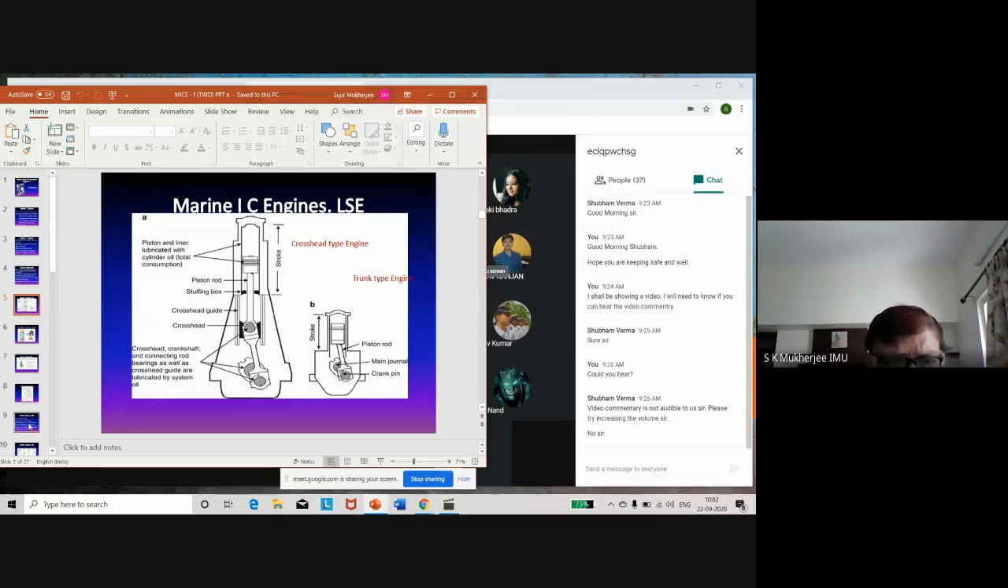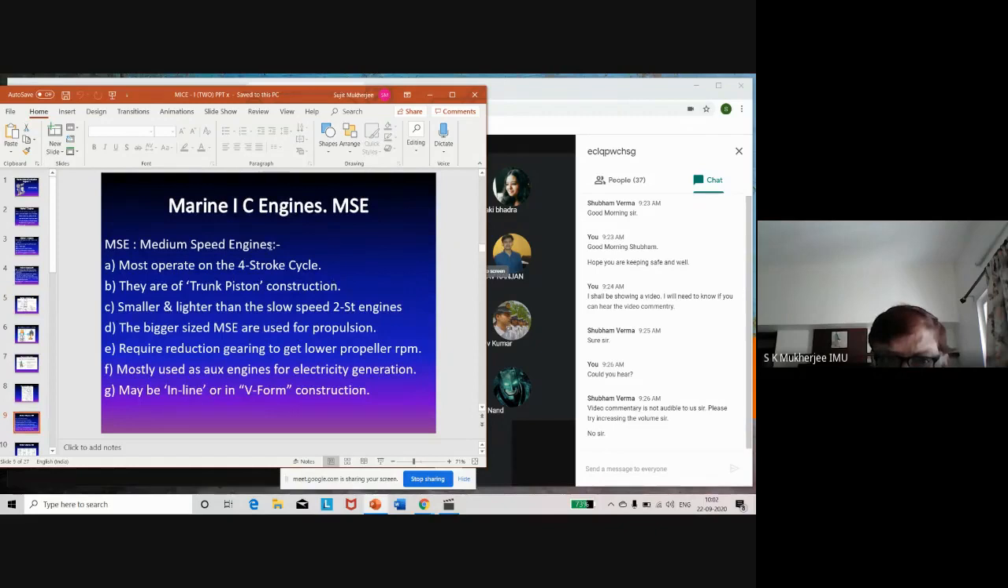So let's go back. That is the trunk piston construction. That is your medium speed engine, smaller and lighter than the low speed two-stroke engines. Obviously, you can get an idea of the sizes: the parts are much smaller, the components have less weight, so they are easy for transportation. A lot of shipping companies prefer medium speed engines instead of two-stroke engines. It's a balance, a fight between the two. Your understanding will help you choose between a medium speed engine or a two-stroke engine for your propulsion purposes. The bigger size medium speed engines are also used for propulsion.